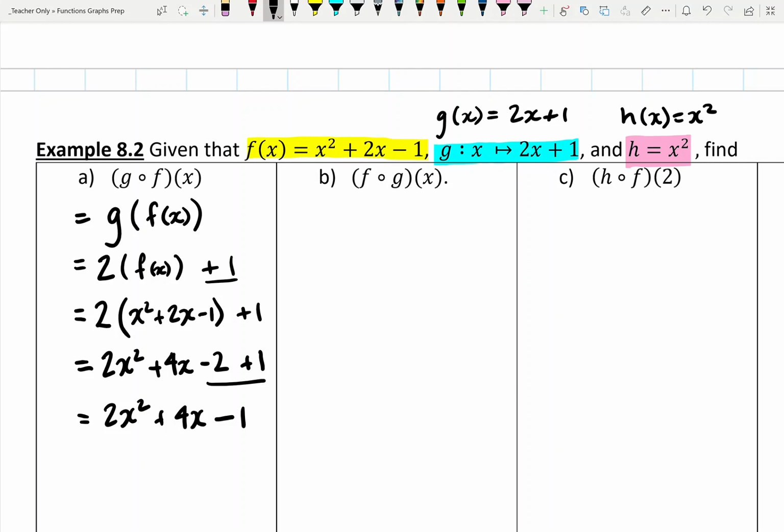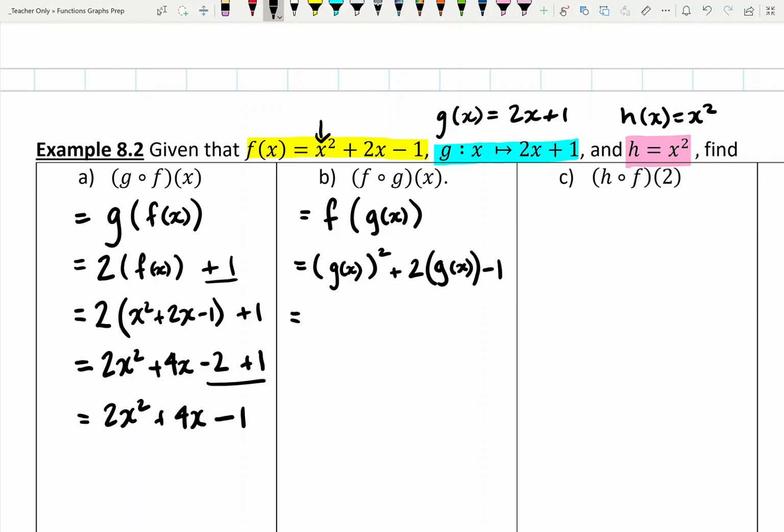All right, the second one is f of g of x. So our outside function is f, our inside function is g of x. So we start with our f function, which is something squared. In the function, it's x squared, but we're actually doing g of x squared, plus 2 lots of g of x, minus 1. We make the substitution for g of x, which is 2x plus 1. So it's 2x plus 1 squared plus 2 lots of 2x plus 1 minus 1.